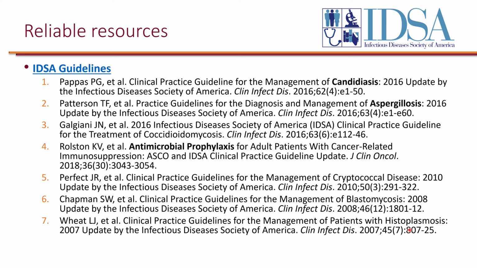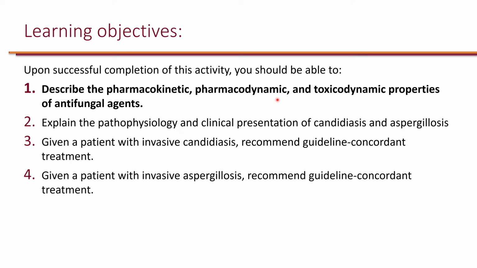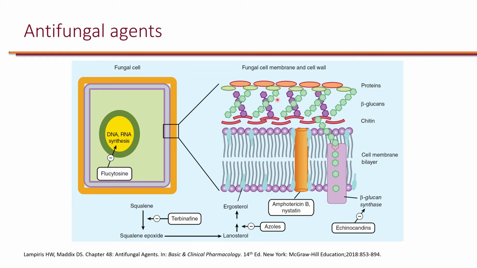The first learning objective is to describe the pharmacokinetic, pharmacodynamic, and toxicodynamic properties of antifungal agents. Here's an overview of how various antifungal agents work. So we have agents that actually go all the way into the nucleus of the fungal cell and prevent DNA and RNA synthesis. We have agents that work on the cell wall, including agents that prevent the synthesis of ergosterol, that's essential for the cell membrane.